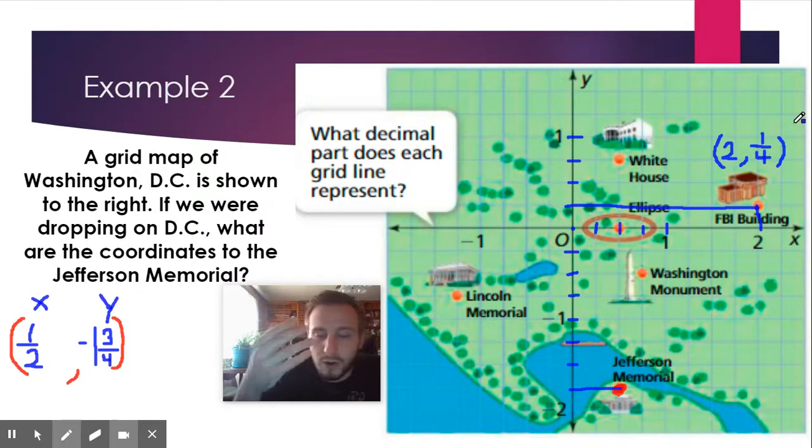Now, on the practice problems, I'm only going to give you just halves. I'm only going to have you working with halfway between numbers. But just know that you can have an ordered pair that has a fraction as the x or y. Okay? Those are all perfectly fine rational numbers.